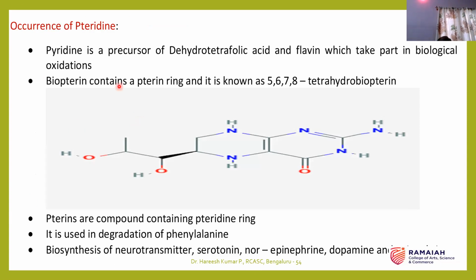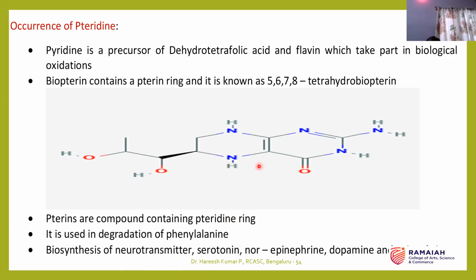Pteridine is a precursor of dihydrotetrafolic acid. Dihydrotetrafolic acid is a coenzyme, part of an enzyme, which catalyzes the transfer of single carbon or 2 carbon units from one substrate to another. Pterins are compounds containing the pteridine ring. It is used in the degradation of phenylalanine and in the biosynthesis of neurotransmitters serotonin, norepinephrine, and dopamine. So these are the importance of tetrahydrofolate or pteridine.